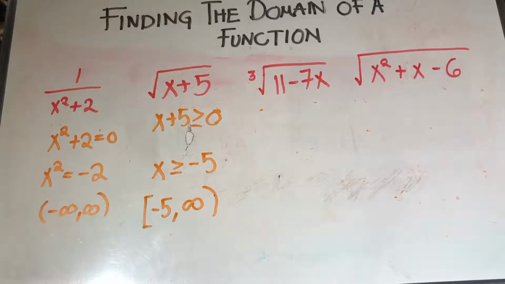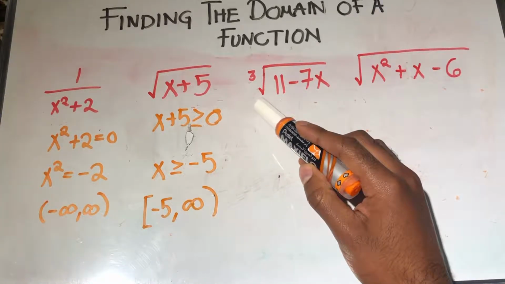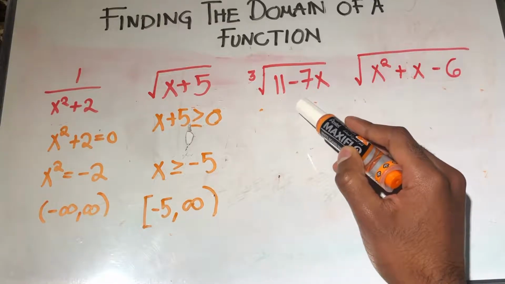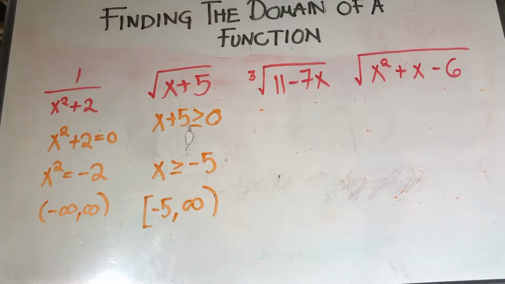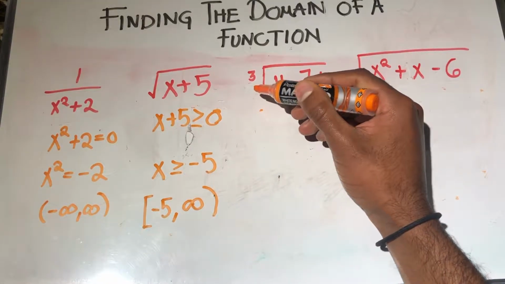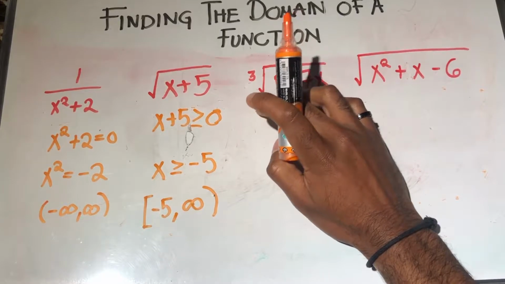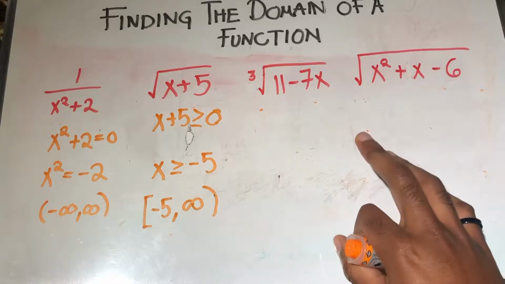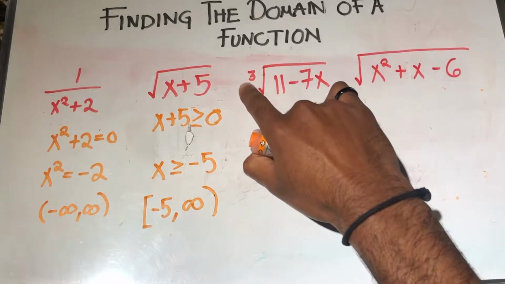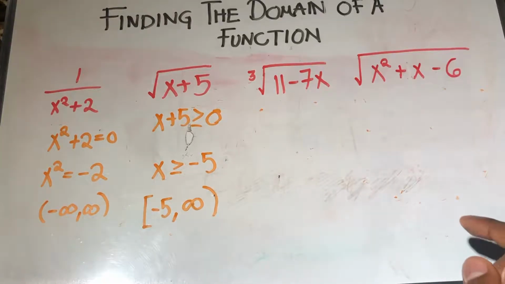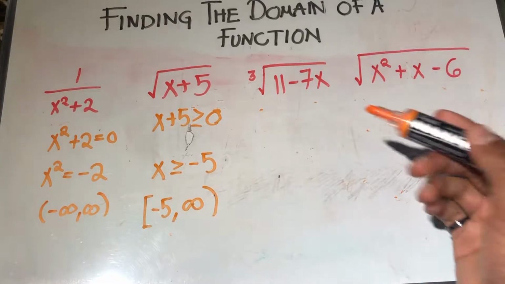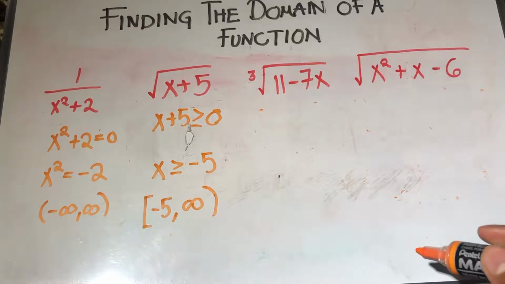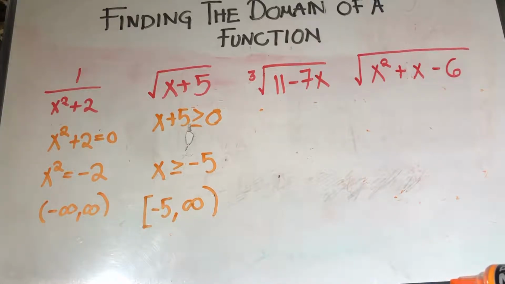In our example here, we have the cube root of 11 minus 7x. Now here's a thing with radicals with different indices. Before you solve any square root problem, it's pretty important to look at the index of the radical. If the index is an odd number, like cube root or fifth root, the domain of the function is going to always be all real numbers.